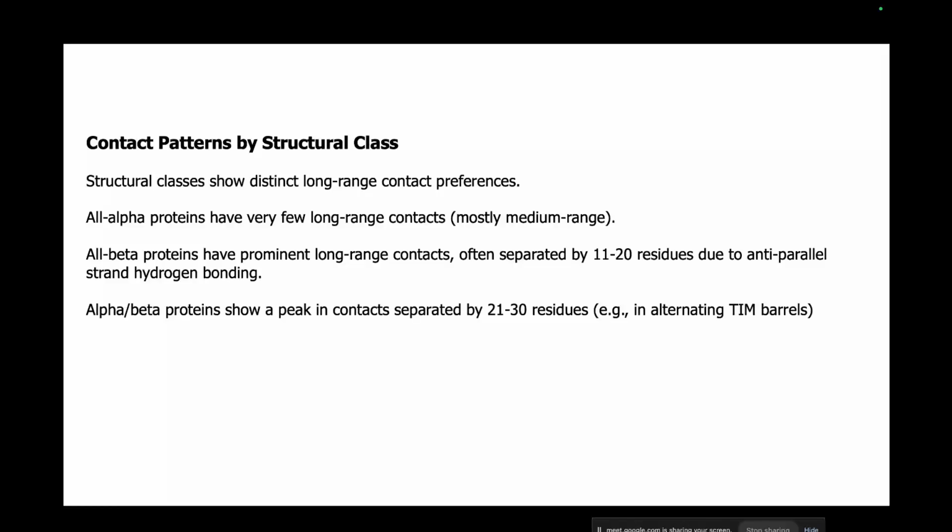So now, again, based on structural classes, they show distinct long range or contact preferences. All alpha helices or alpha proteins will have very few long range contacts, mostly medium range. All beta proteins will have prominent long range contacts, often separated by 11 to 20 residues, and alpha beta proteins show a peak in contact separated by 21 to 30 residues, for example in non-terminating Tim barrels.